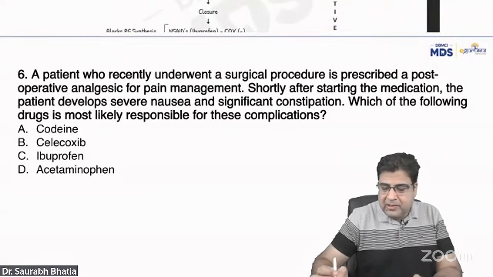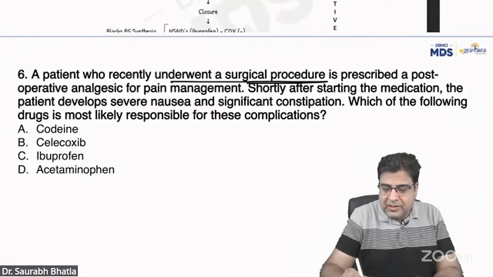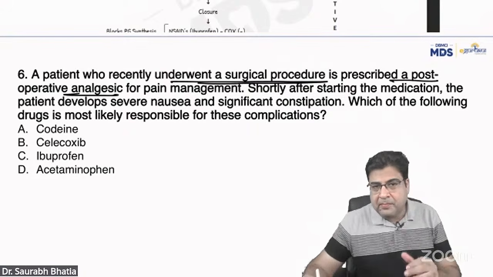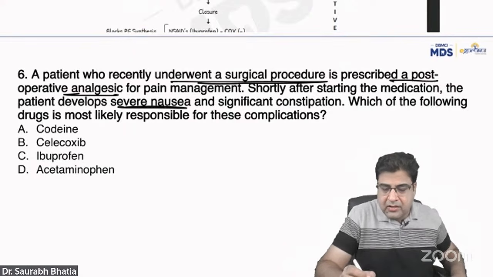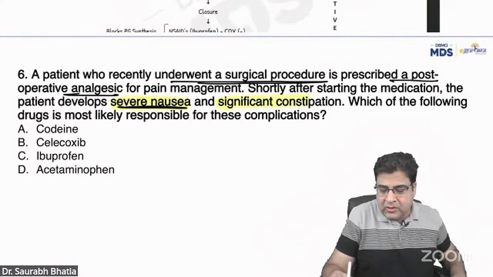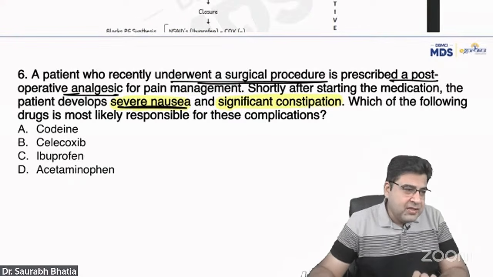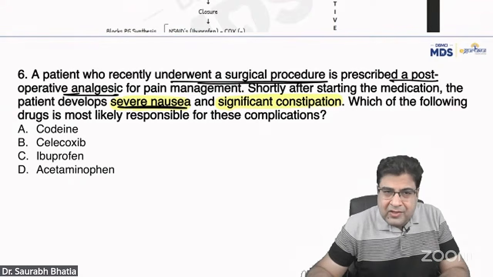You can see the patient has undergone some surgical procedure. Now he has been prescribed some post-operative painkiller. Now he has got nausea. So two symptoms were given, nausea and constipation. So he has got nausea and constipation. Now they are asking which drug is responsible.